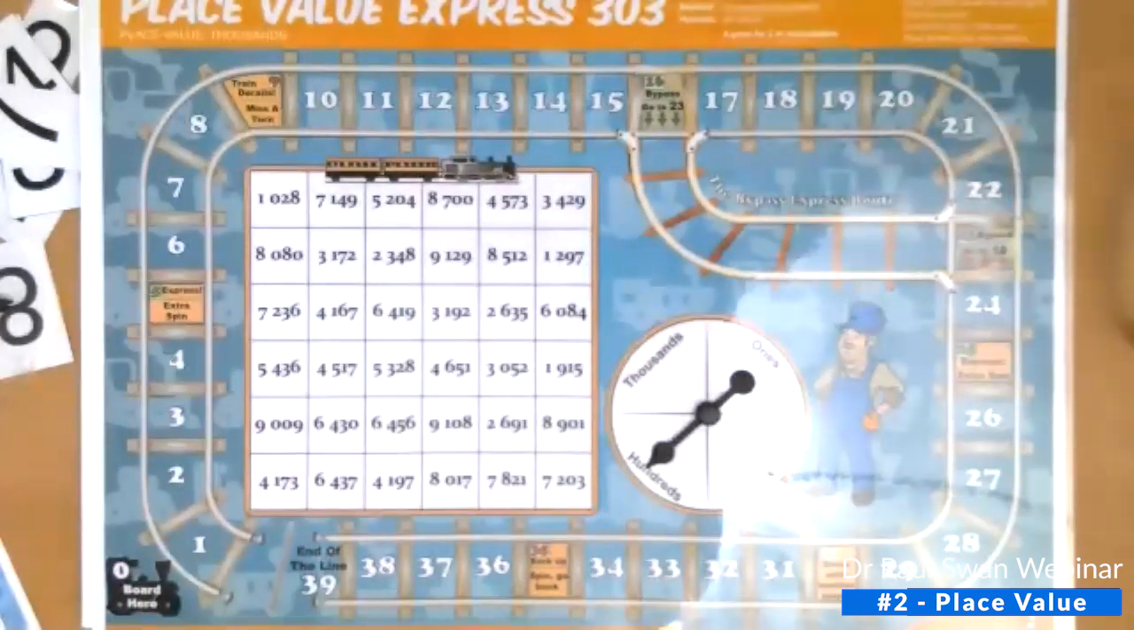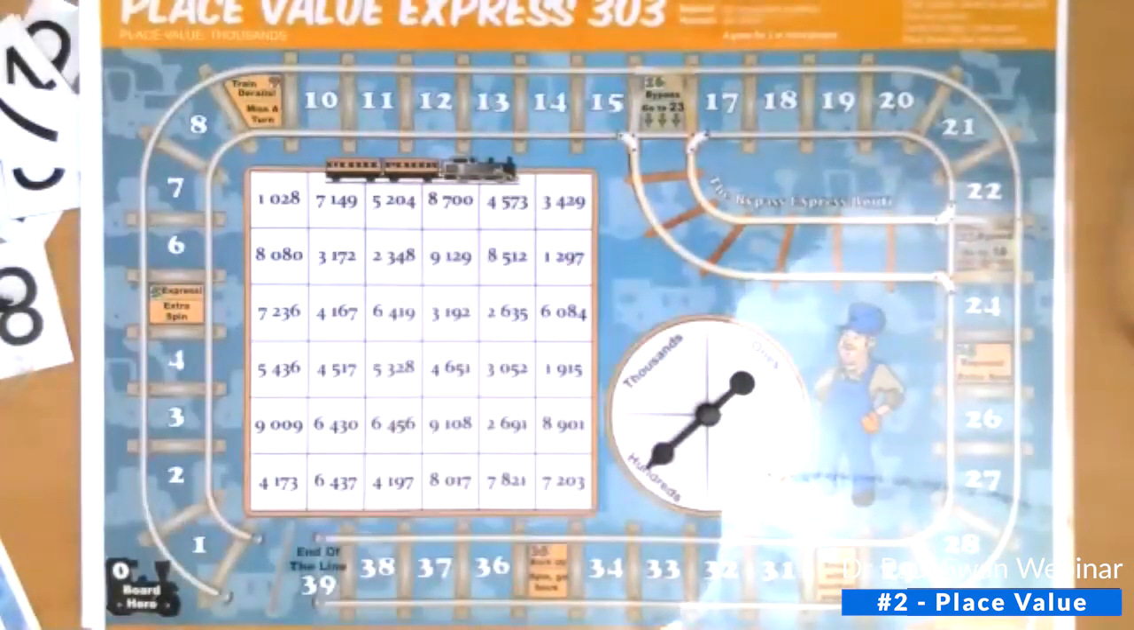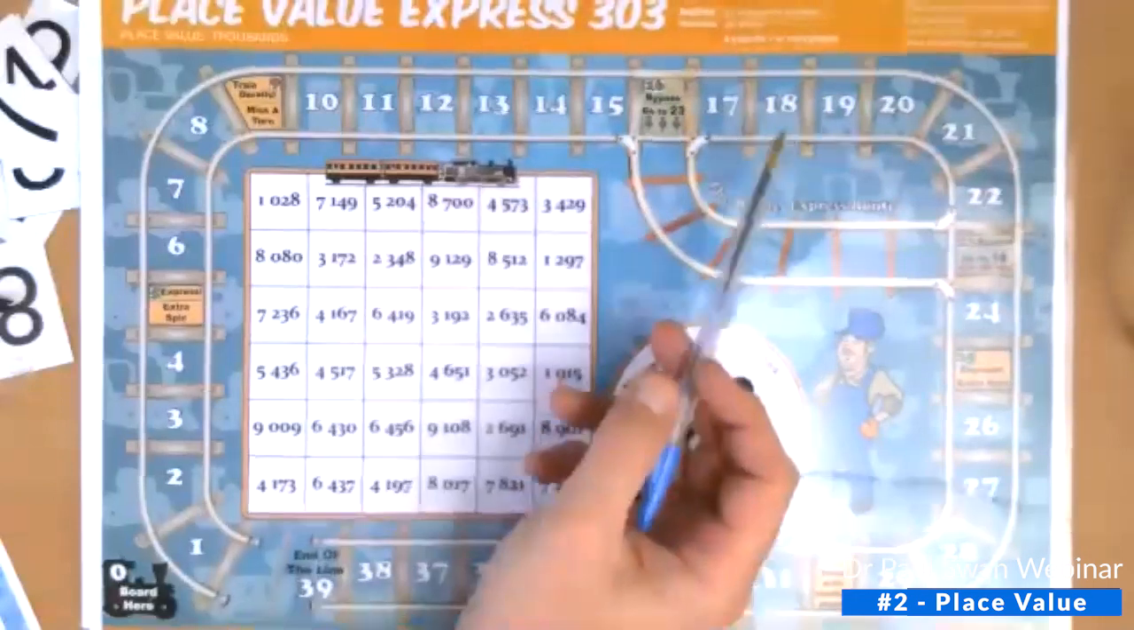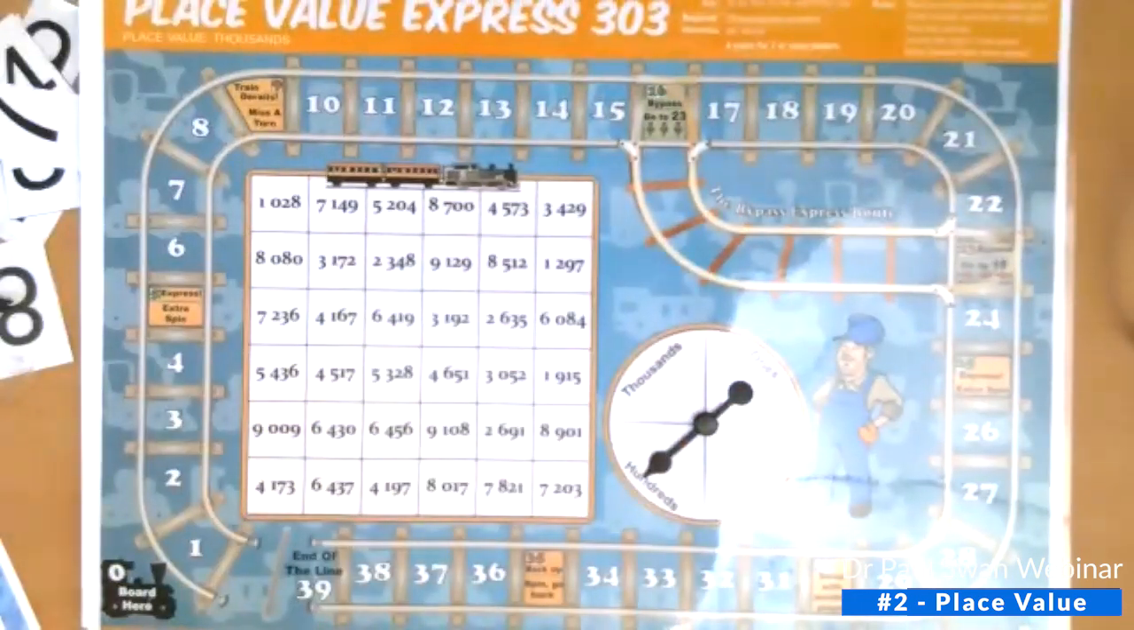Now, this one happens to be called Place Value Express 303. It's roughly for year 3s. Place Value Express 202 would be for year 2, 101 would be for year 1. Then there's a 404 and a 505. So basically, they get progressively harder. I'm just going to show you this one that's in the middle and talk a little bit about the language here.